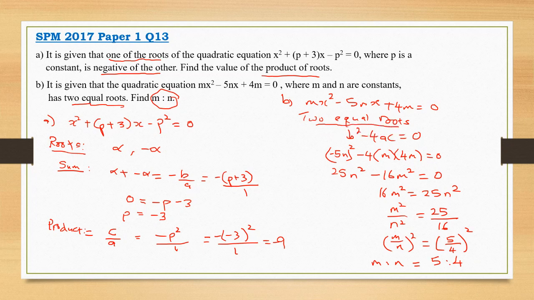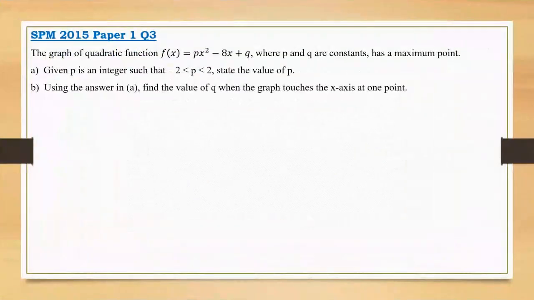Okay, so let's go to another SPM question, a different type. This is your quadratic function. Function means chapter 3, and the word is maximum. When you talk about a maximum point, remember your A, if you put it in general form, your A must be less than 0. Recall the graph I showed you at the beginning. So they say the P here is an integer between -2 and 2.